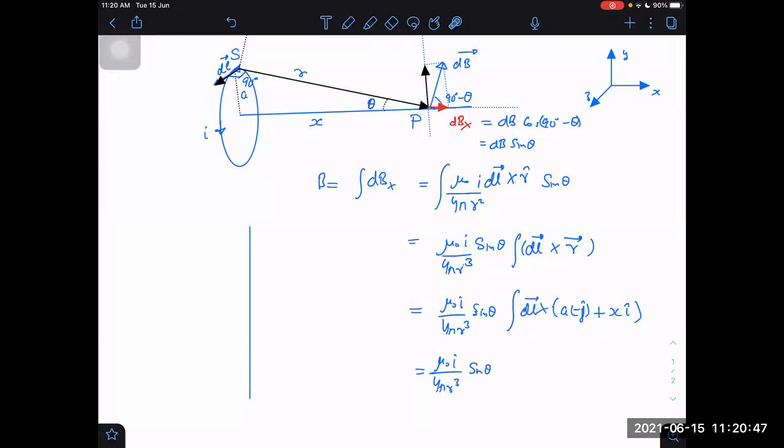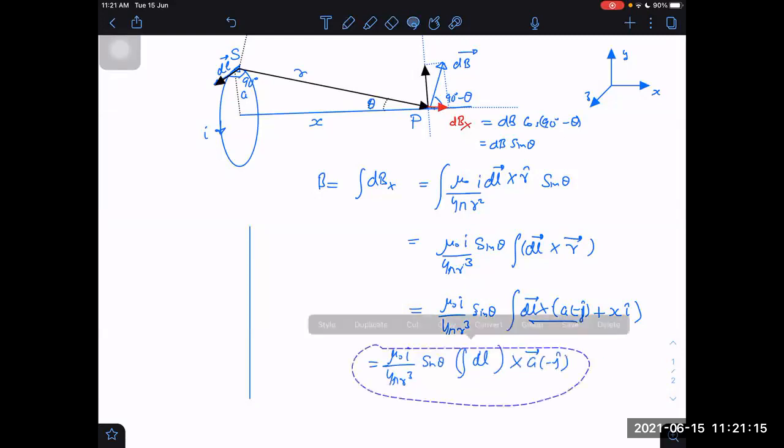What will be dl cross A, minus j cap here? That will become dl vector taken common, cross A along minus j cap. Can I do that or not? Because yes, A is a constant vector. For a constant vector, I can do that.